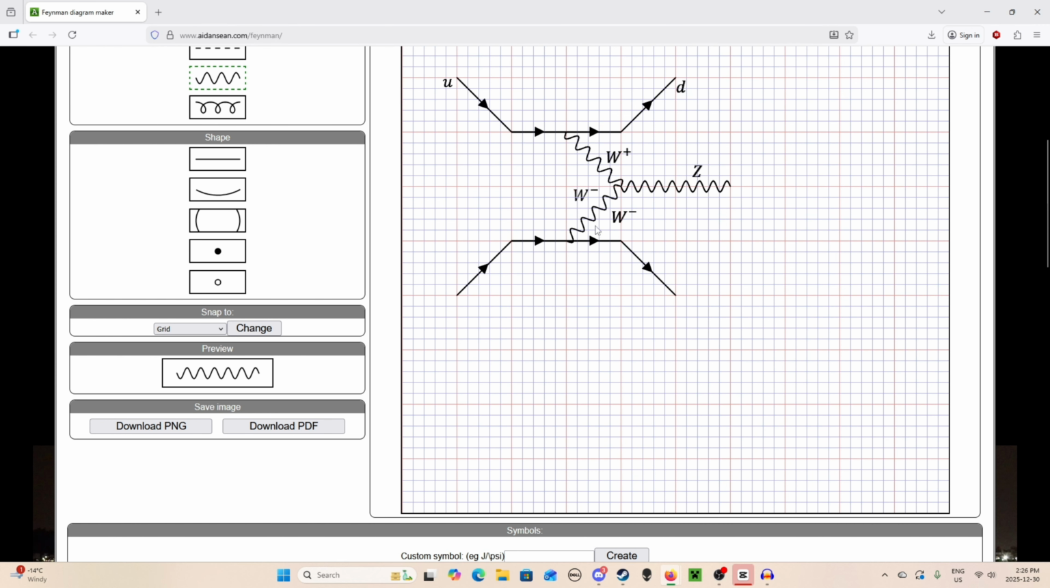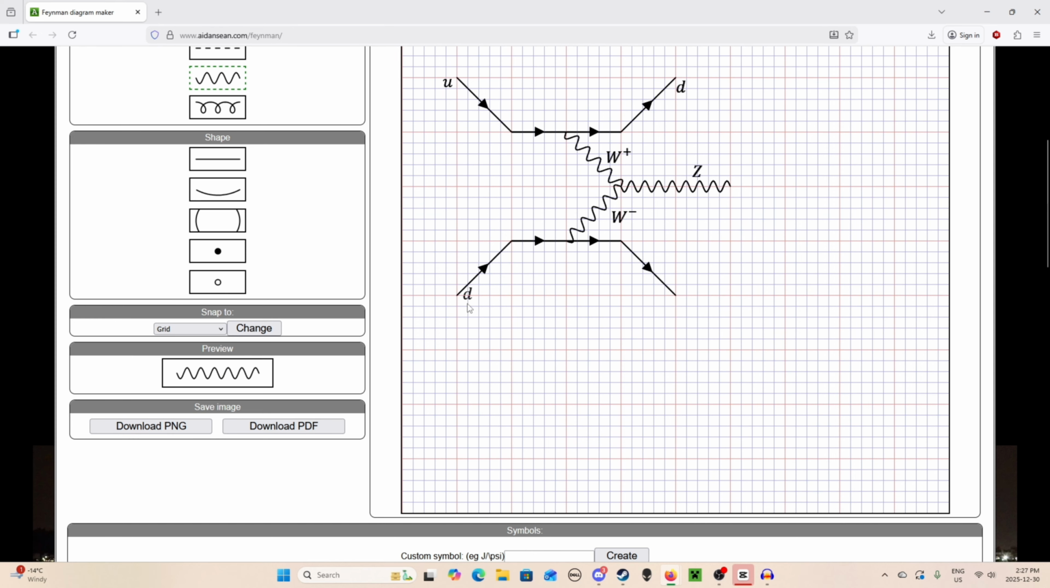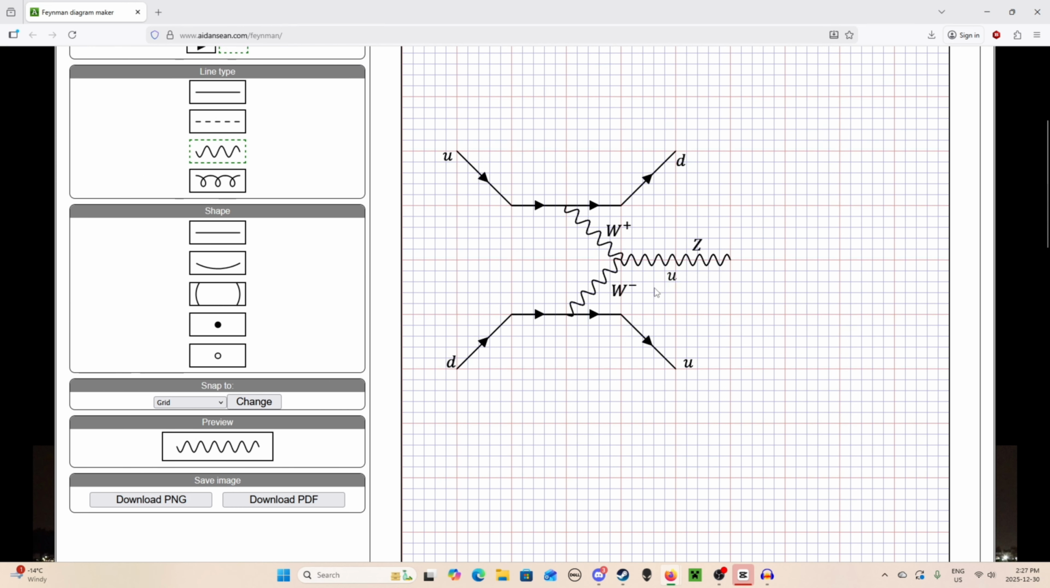What's interesting is the W boson plus and W boson minus are essentially antiparticles to each other. So what we're getting here then needs to take away a charge of minus. So this is probably just going to be the inverse, I believe, if I remember correctly. So this will be essentially a D turning into a U, or a down turning into an up. And there we go, there's our Feynman diagram.